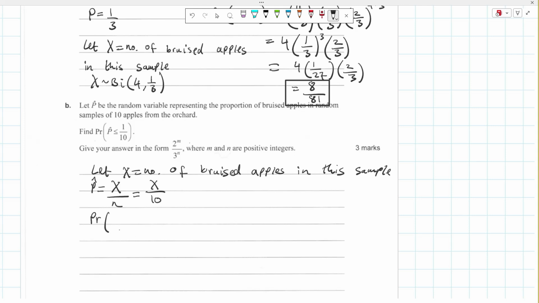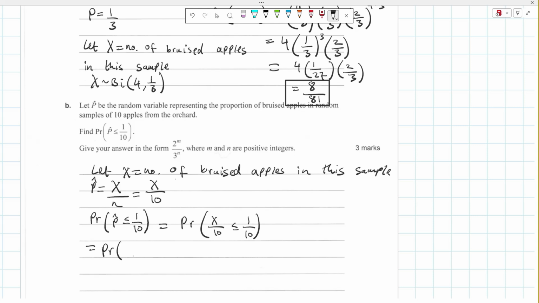So probability that p hat is less than or equal to 1 over 10. That's the same as the probability that x over 10 is less than or equal to 1 over 10. Because p hat is exactly equal to x over 10. So we can just replace it.